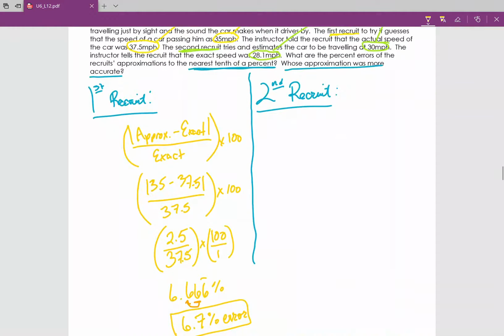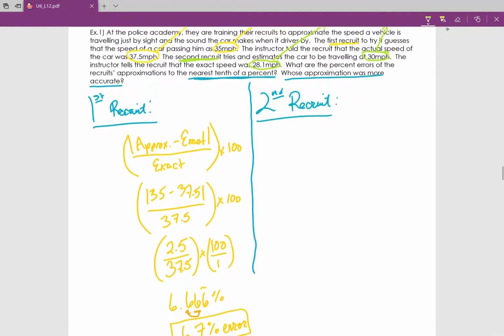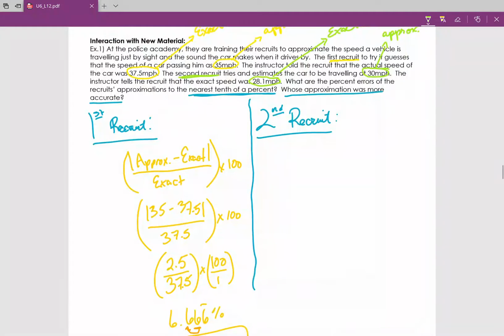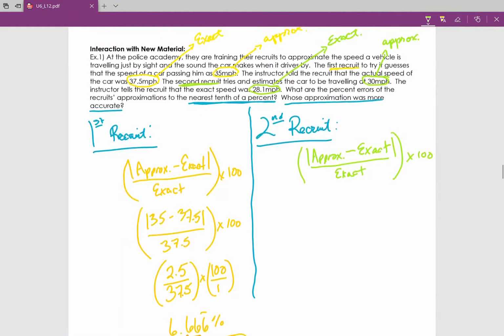And now let's check out recruit number 2. Let's stick with the green. It looks like, again, if we're calculating the percent error, we're going to use the formula that we formed in the key point. We have the absolute value of the approximation minus the exact. And then after we take that absolute value, we divide it by the exact, and we multiply it by 100 to make our percent.